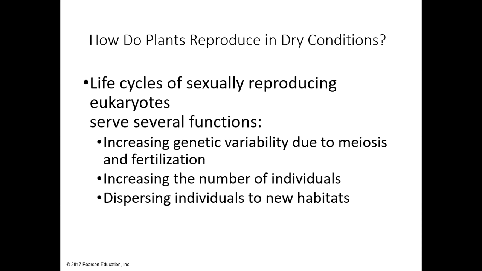But looking at reproduction in dry conditions. In eukaryotes, the life cycles involve very different structures than they do in animals, for example, right? So we still see the same kind of processes. We still see mitosis, we still see meiosis, we still see fertilization taking place with plants, but the players are different, and the way in which these processes go is very different than in animals.